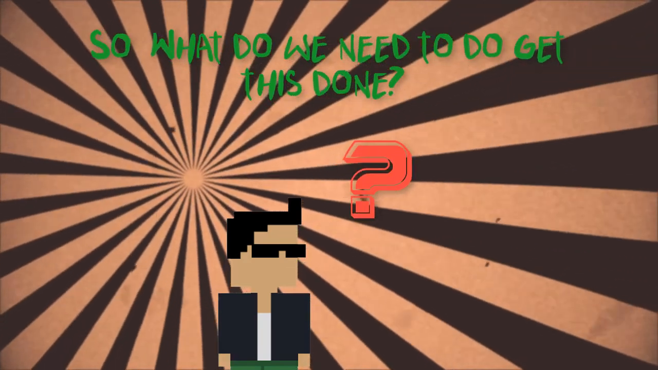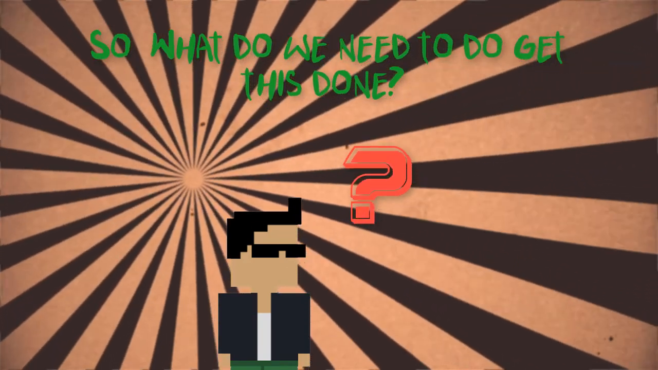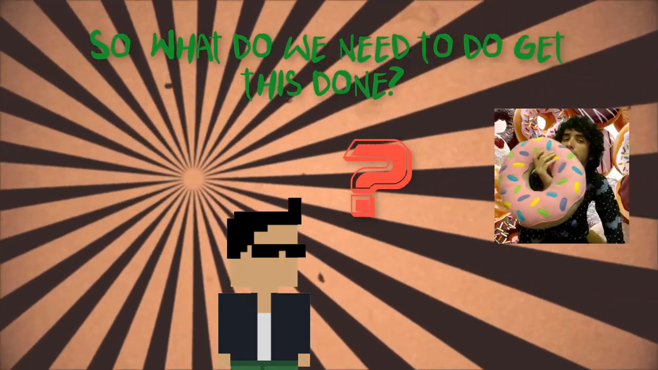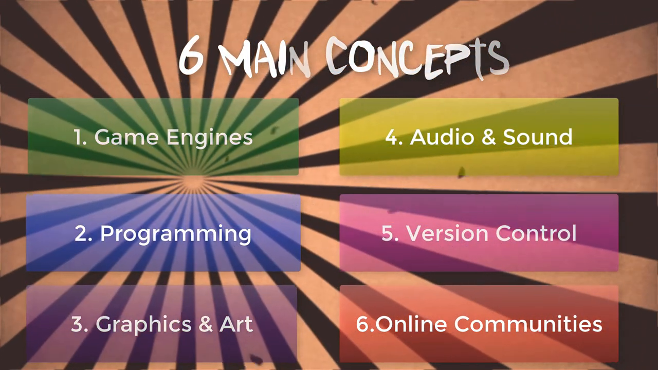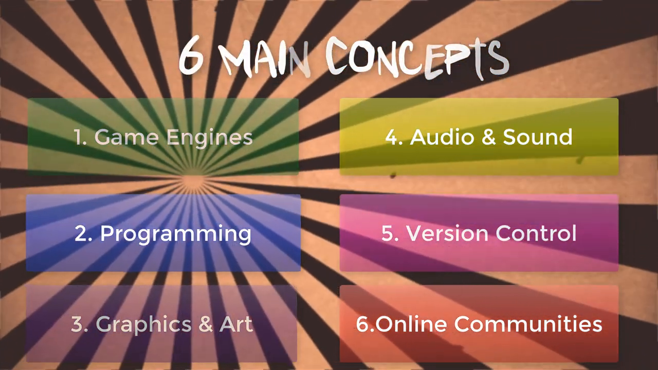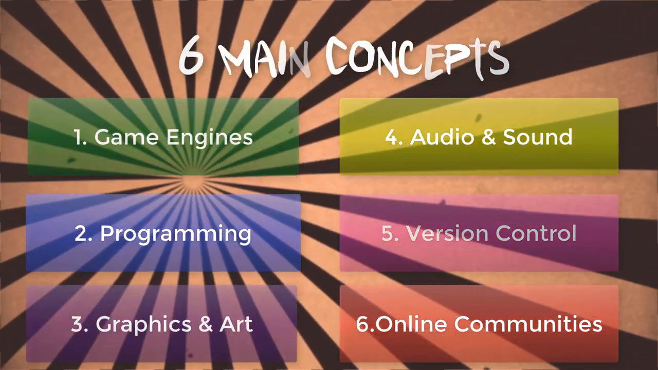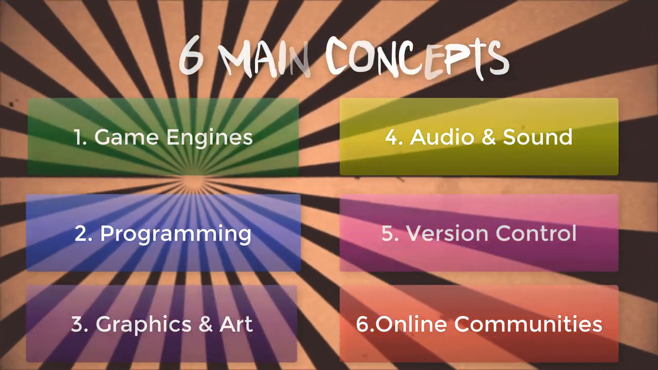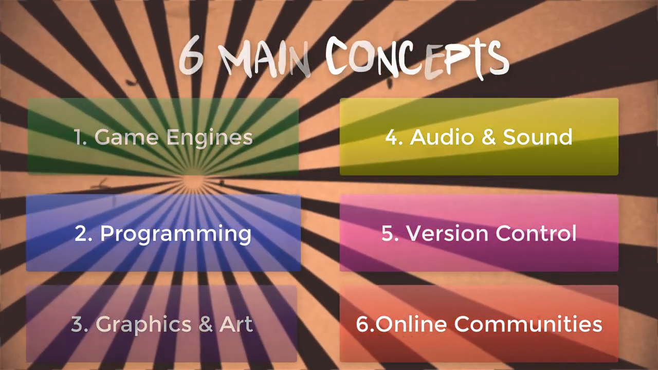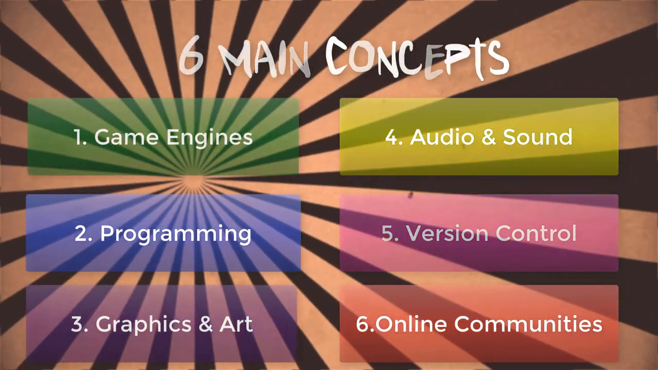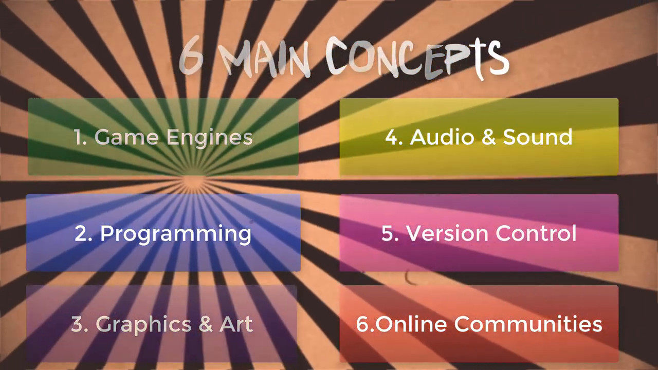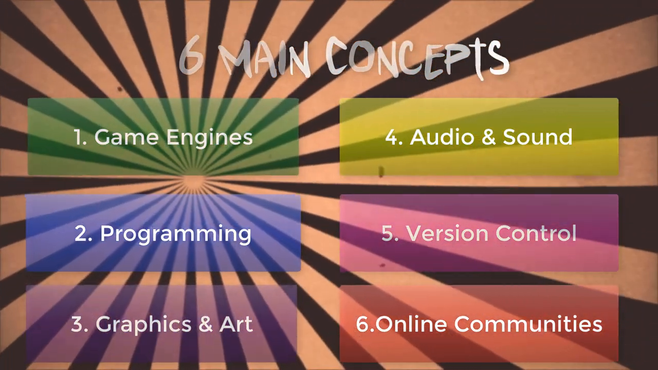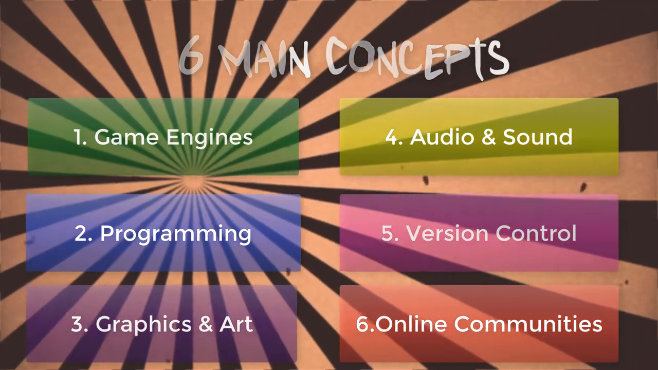So what is it that we actually need to do and learn to start creating awesome indie games or applications like Ben Esposito or Marcus Pearson? Well, I'm glad you asked, because there are six main concepts that we are going to discuss in this video and upcoming videos after this, such as game engines, programming environments and IDEs, graphic art editing, illustrations and 3D modeling, audio and sound editing and creation, version control systems like GitHub and GitBash, and online communities to connect with other creators, developers, and programmers.